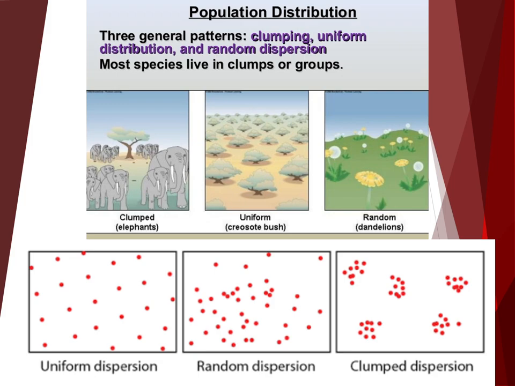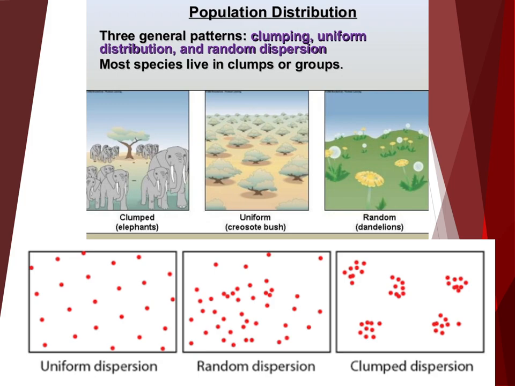Uniform distribution results from the negative interactions between individuals. In areas with relatively even distribution of resources, plants with fewer competitors in their immediate vicinity have increased access to those resources. These plants may produce chemicals to inhibit the growth of other plants around them. This produces a uniform distribution, as the plants do not grow well when they are too close to each other. Animals generally achieve uniform distribution through territorial behaviors rather than chemical inhibitions.